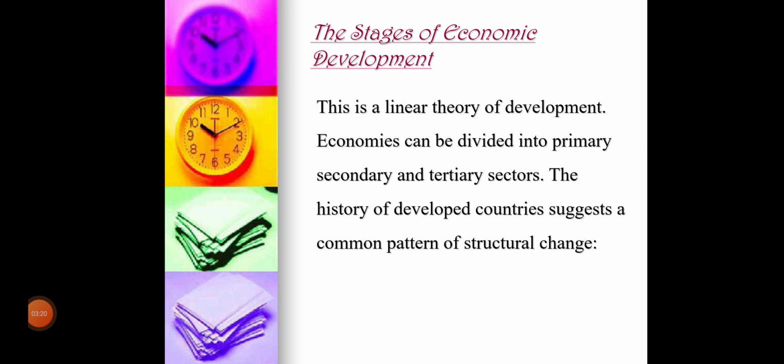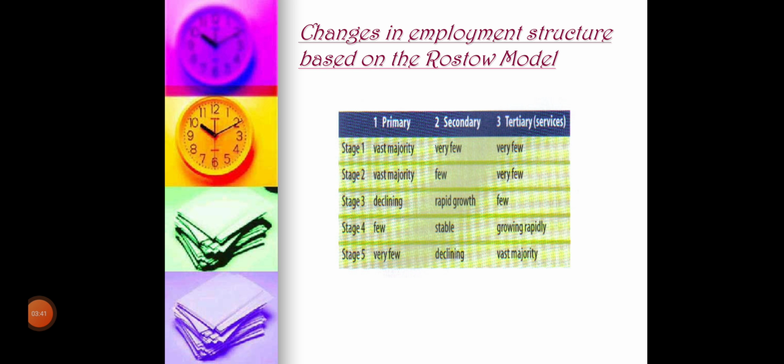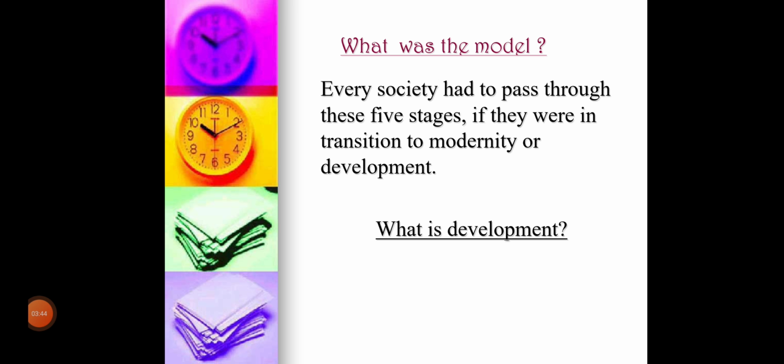So, all developed countries or mga well-developed na countries like Japan, America, Russia, China, of course, dumaan sa ganitong stages. Sa stages na binigay ni Rostow. Okay. So, what was the model? Every society had to pass through these 5 stages. So, as I have mentioned a while ago, every society had, or kumbaga kailangan nilang pagdaanan ang ganitong stages or ang 5 stages na binigay sa theory ni Rostow.